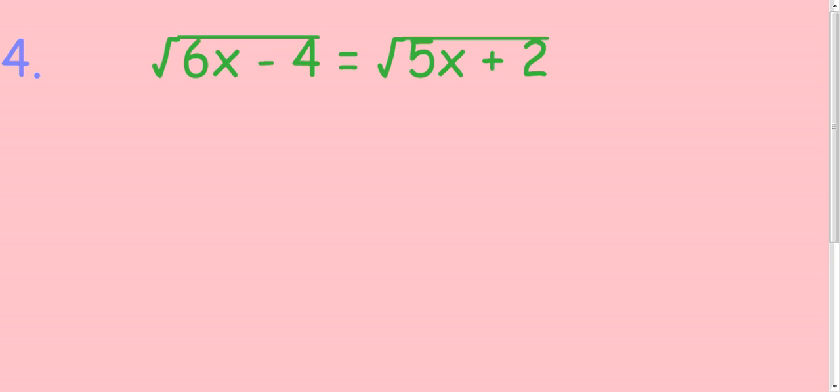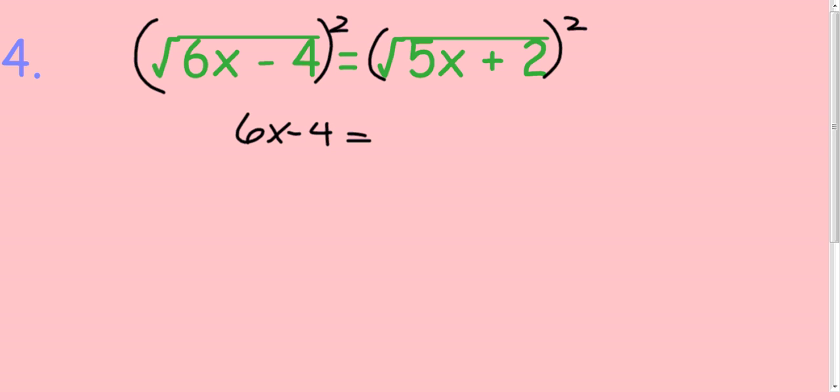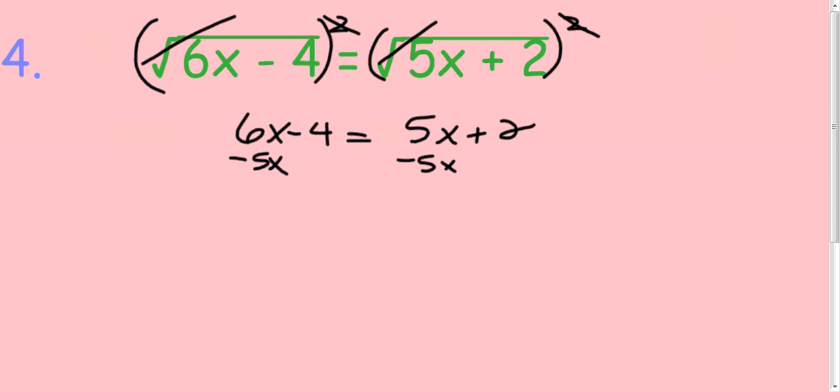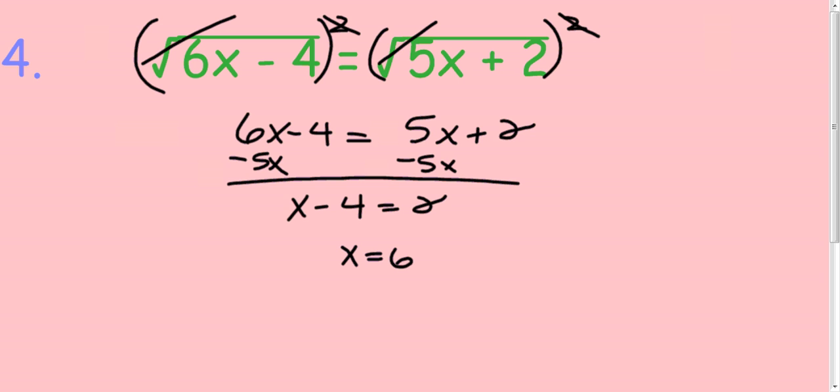All right, and then lastly, now I've got radicals on both sides, so I will still square both sides like that, okay? And now I will have 6x minus 4 because these undo each other and these undo each other. So I will have 6x minus 4 equals 5x plus 2. And I will solve that by subtracting 5x. So I have x minus 4 equals 2. Add the 4 over, and x should be 6.